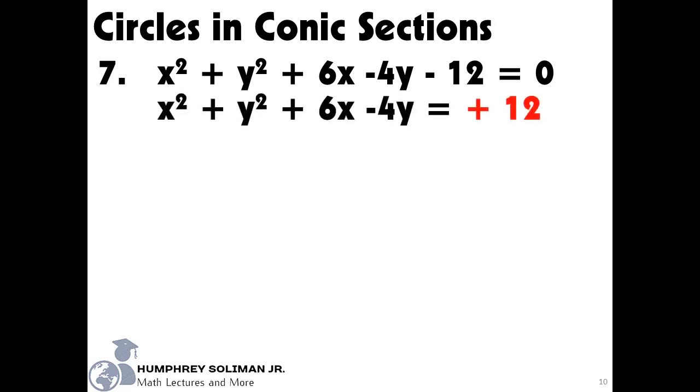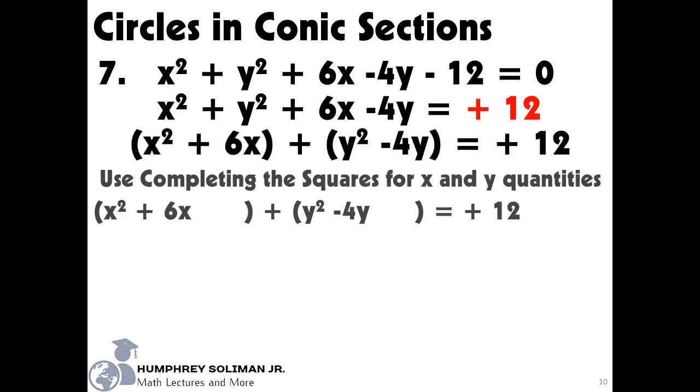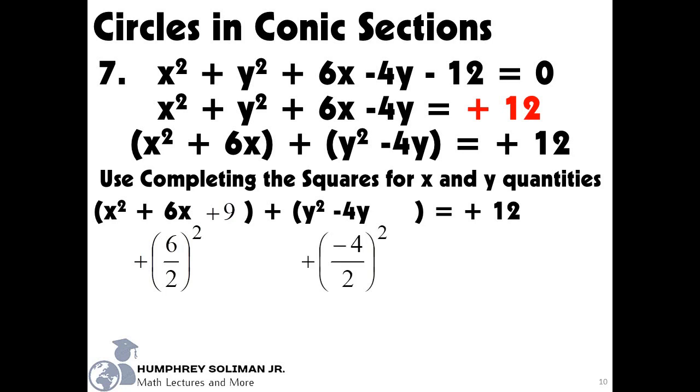We need to transpose the negative 12 to the right side to become positive 12. Next is to group the terms with x and the terms with y. We can now use completing the square for the x and y quantities. Here, we divide the coefficient of x by 2, and then we square it. We will get plus 9. Then, we divide the coefficient of y by 2, and then we square it. We will get plus 4.